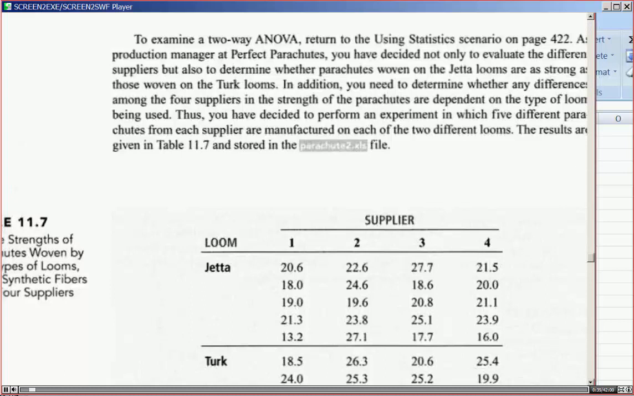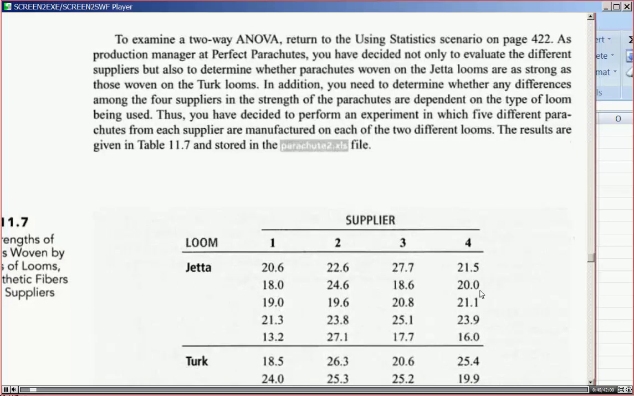And we're going to look at what they call cell in a minute. Let's just follow the text and then look at the new values. To examine the two-way ANOVA, return to the using statistics scenario on page 422. That's the very first page in the chapter. As production manager at Perfect Parachutes, you have decided not only to evaluate the different suppliers, which we did in the first part. That was completely randomized design.